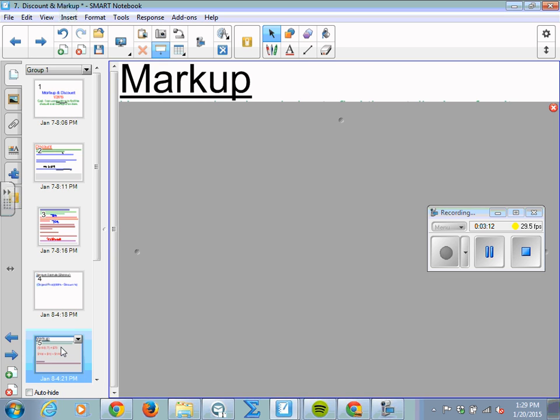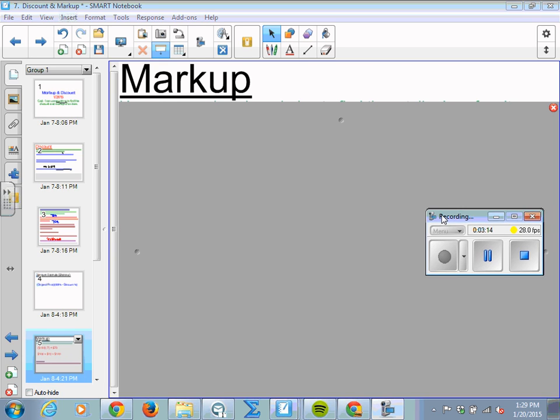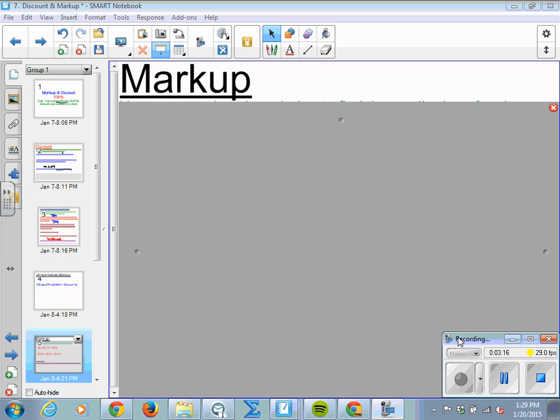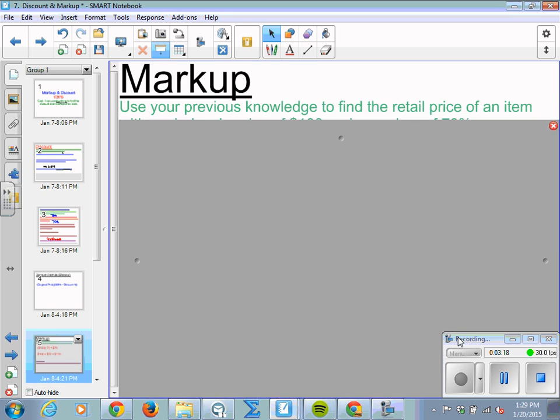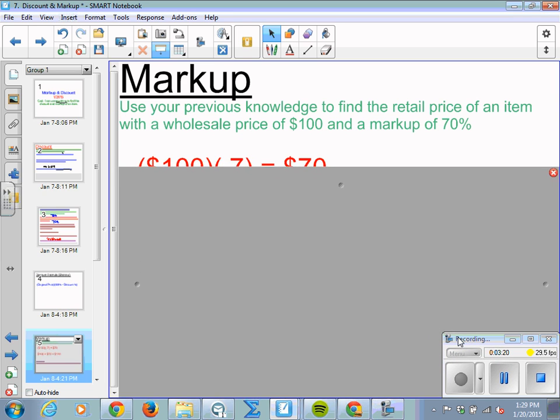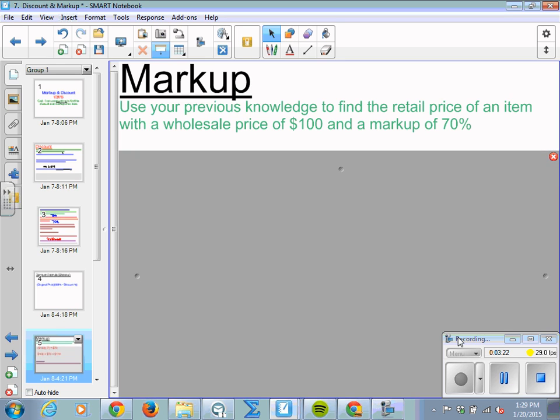Next, we go with markup. If you guys remember, markup's the opposite of discount. We're actually marking up. We're adding on to the price. So with previous knowledge, we're going to find the retail price of an item with a wholesale price of $100 and a markup of 70%.